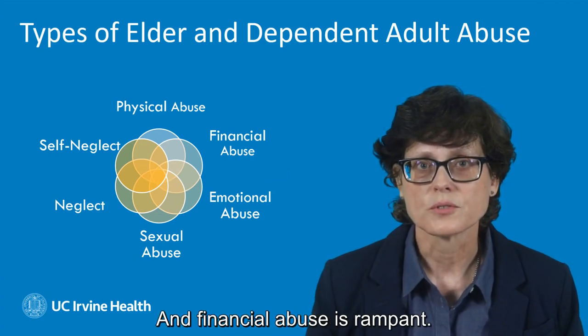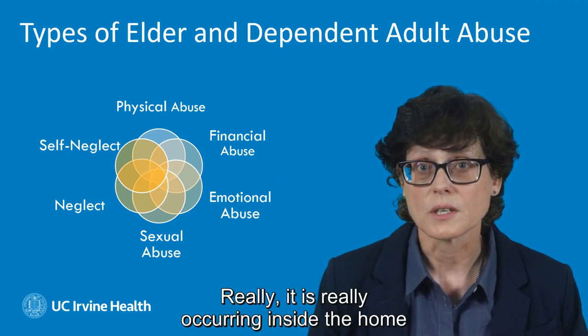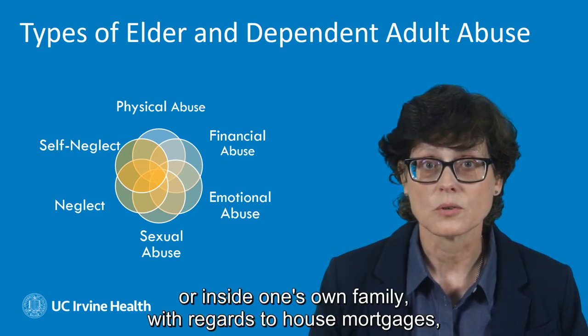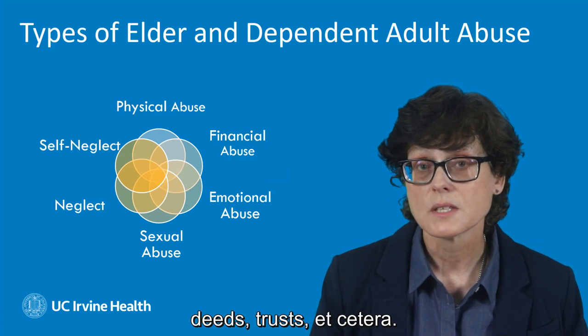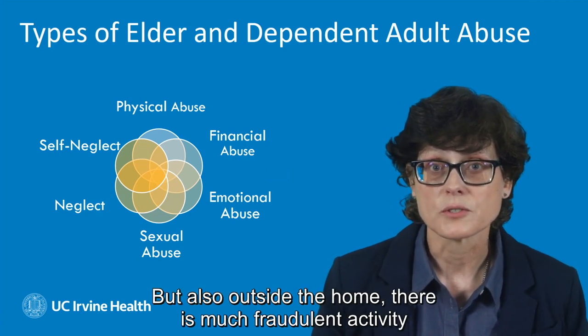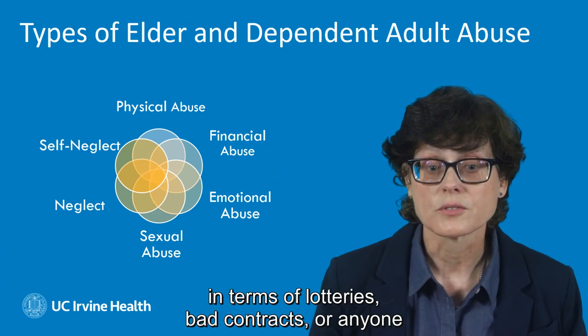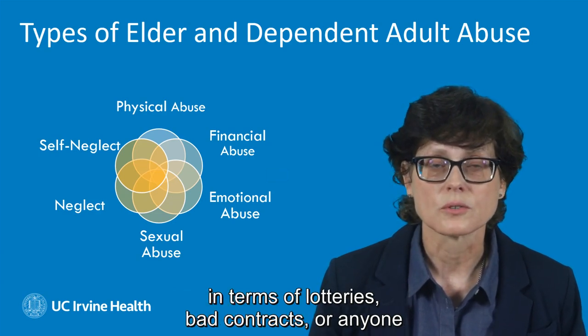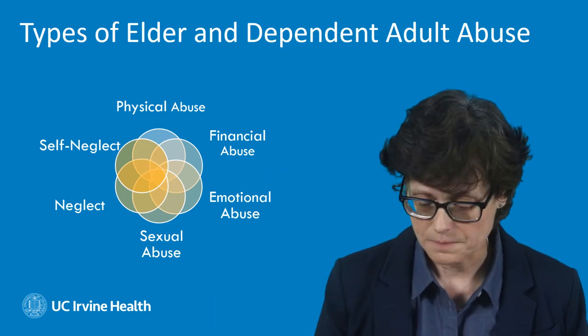And financial abuse is rampant. It is really occurring inside the home or inside one's own family with regards to house mortgages, deeds, trusts, etc. But also outside the home, there's much fraudulent activity in terms of lotteries, bad contracts, or anyone willing to fraudulently obtain someone's money.